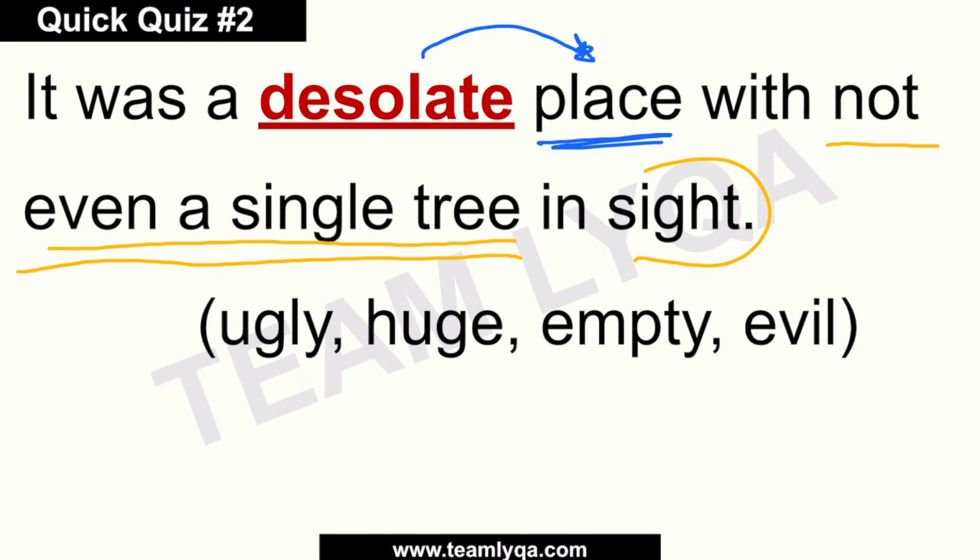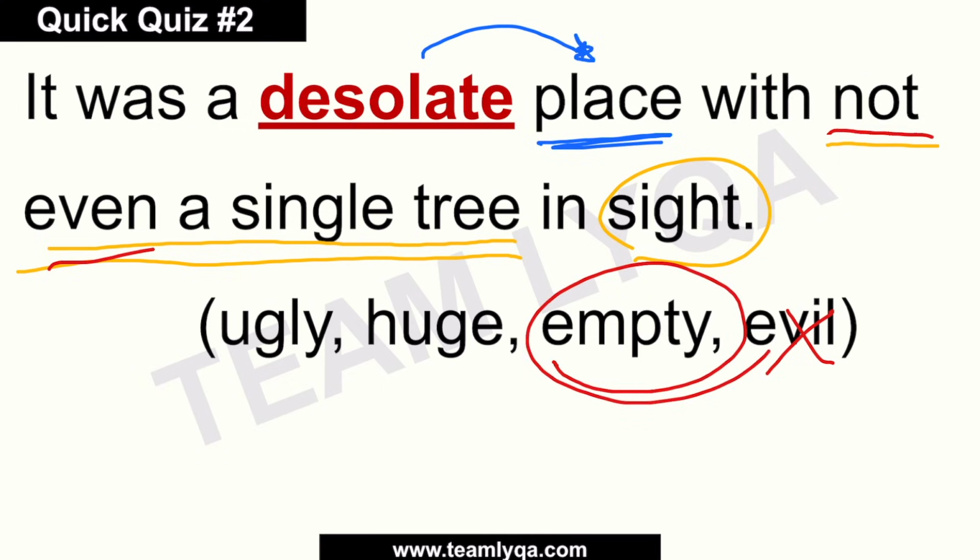So, in sight means visible. So, the place we have is described as having not even one tree there. Okay? So, is it ugly? We cannot say that much. We only know it is bare because there is not even one tree. Is it evil? Not so much. Maybe there is a feeling of evil but there may be a better word. Is it huge? It was not said that it is very big. But what we know is that because there was not even a single tree, not even one, it has nothing in it, the best answer would be empty.